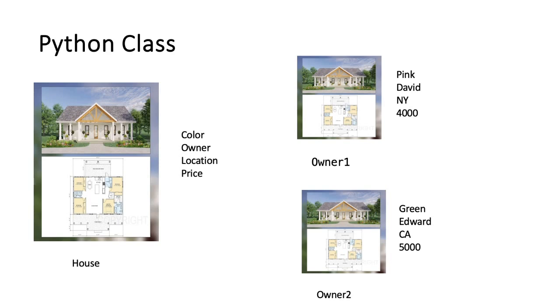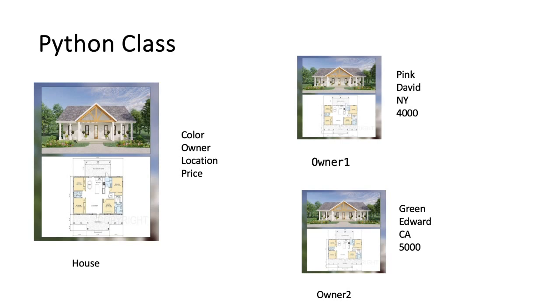With the same blueprint, we can build different houses. The value of the characteristics can also change. For example, we have the house which is painted in pink, owned by David, and it is in New York and which cost $4,000. With the same blueprint, we are building another house which is painted in green, owned by Edward, which is in California, and it cost $5,000. Both the houses are owned by different owners.